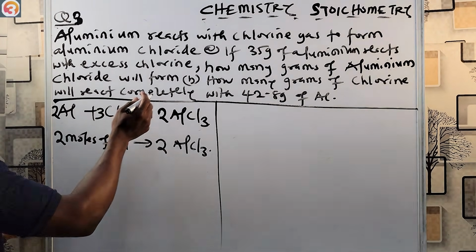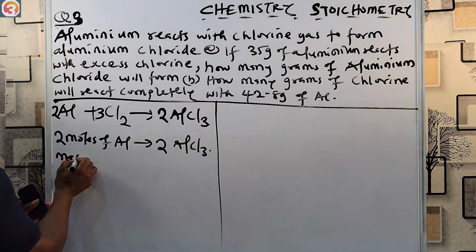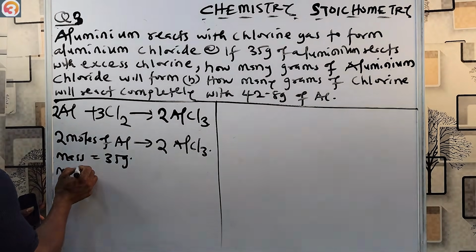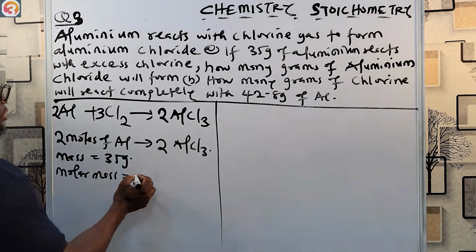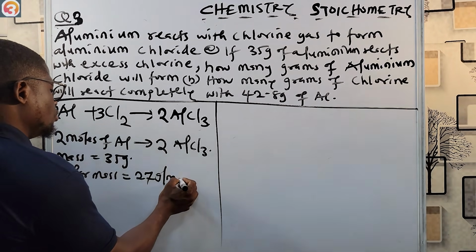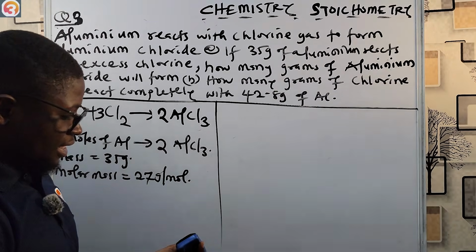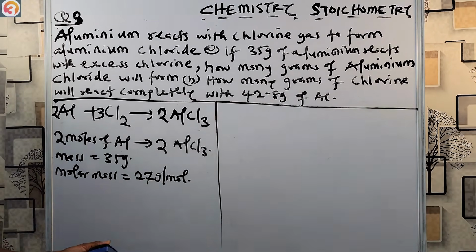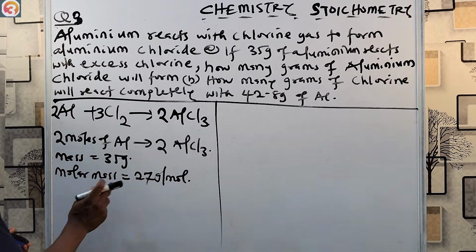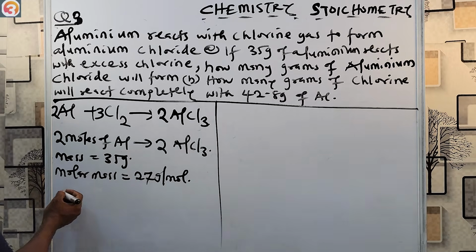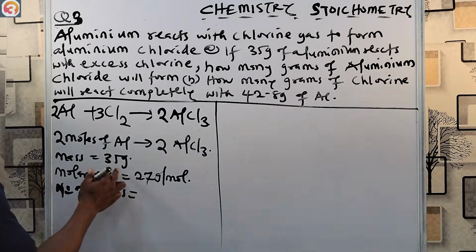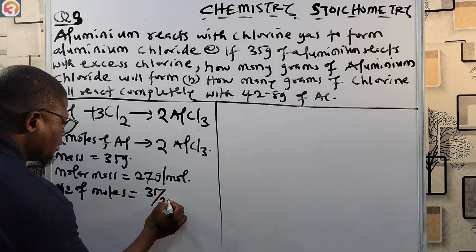Okay, so now let's go. We have mass is 35 grams. So we have molar mass. Molar mass of aluminium is 27 grams per mole. You must know that. You'll be given it in the question in case you do not know it, but these common elements you're supposed to know their molar mass. So now, molar mass is 27 grams per mole. So can I look for the number of moles? Number of moles is mass 35 over molar mass 27.